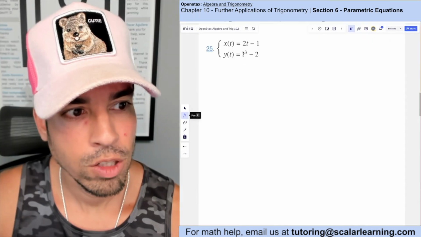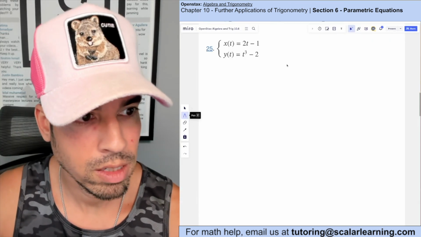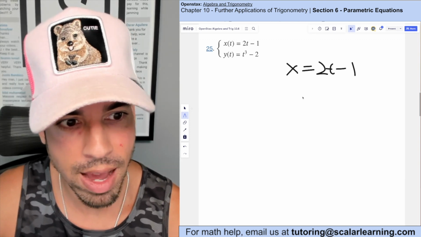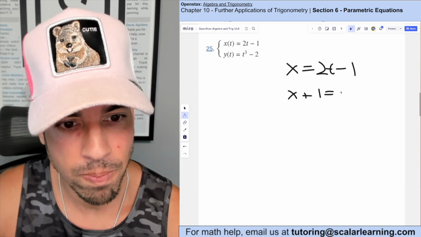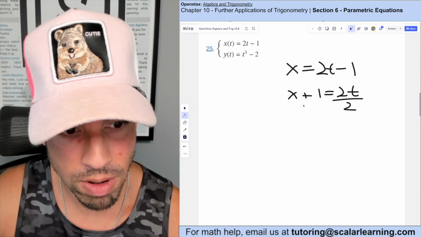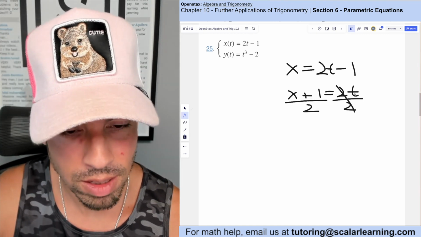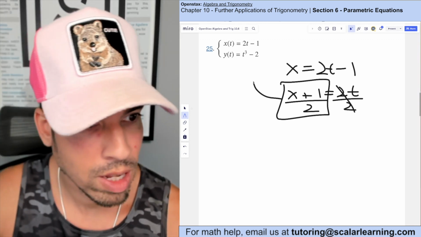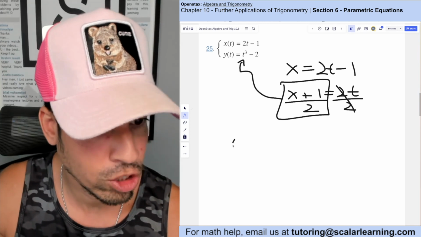Done. So for this one, we're going to start with the x because it's easier to isolate. So we got x equals 2t minus 1. I'm going to add 1 to both sides. X plus 1 equals 2t. Then we're going to divide by 2. And now we got this nice isolation of t. T equals x plus 1 over 2.